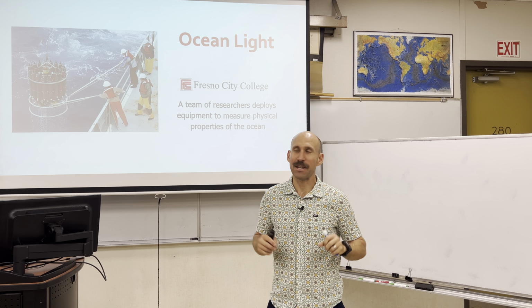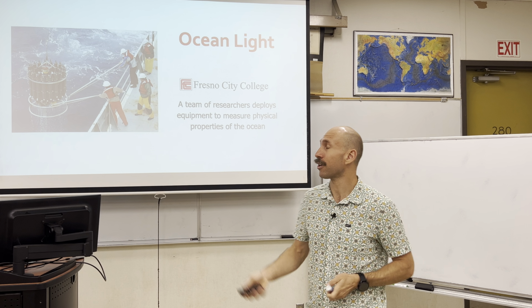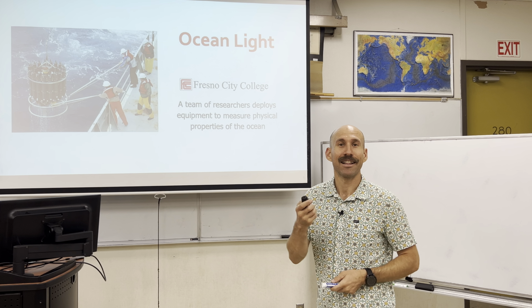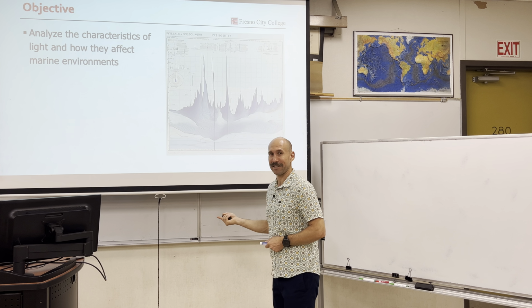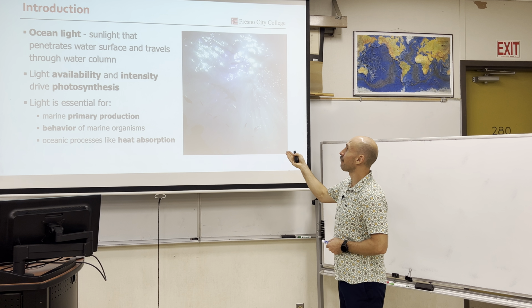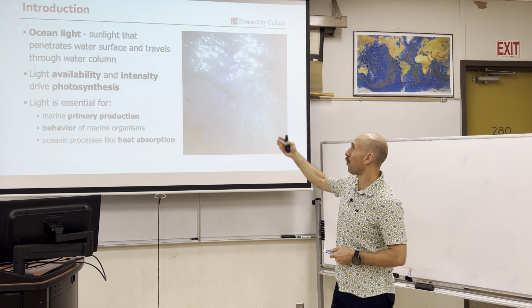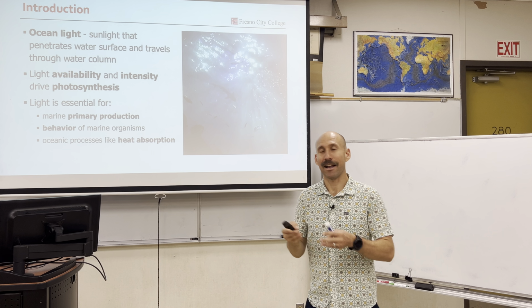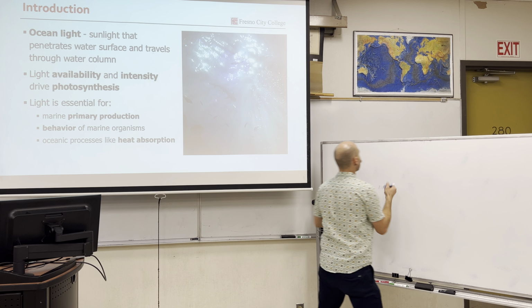Physical oceanography, going through the key topics, looking at the interactions, and in today's lecture, we'll discuss light. Analyze the characteristics of light and how they affect marine environments. Well, this ocean light is light from the sun, sunlight, that penetrates the water surface and travels through the water column.